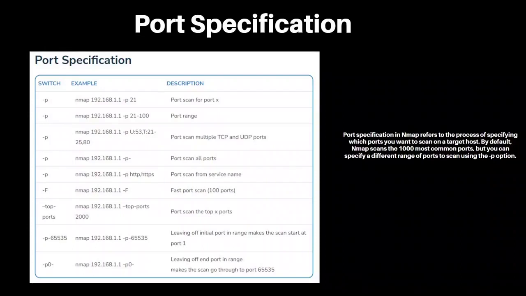Now this refers to the process of specifying which ports you want to scan on a target host. By default, Nmap scans the first 1,000 most common ports, but you can specify a different range of ports to scan using the -p option. In this video we will learn how to scan a specific port or a range of ports, scanning multiple TCP and UDP ports, scanning all the ports, scanning ports using a service name, and so on.